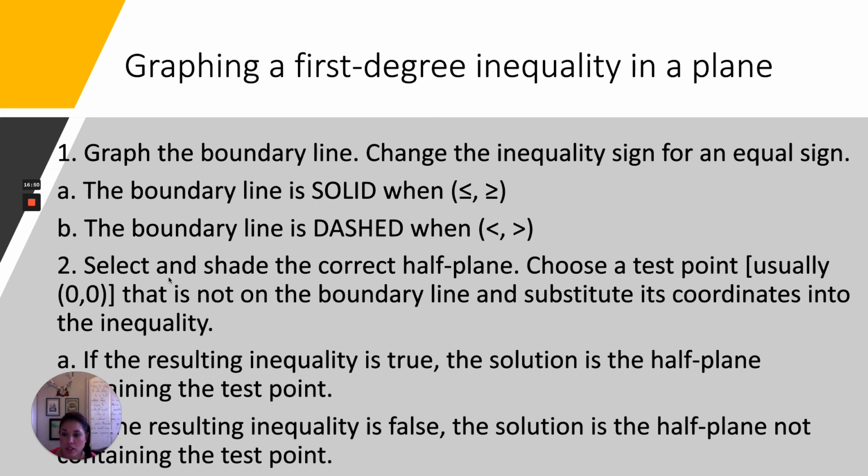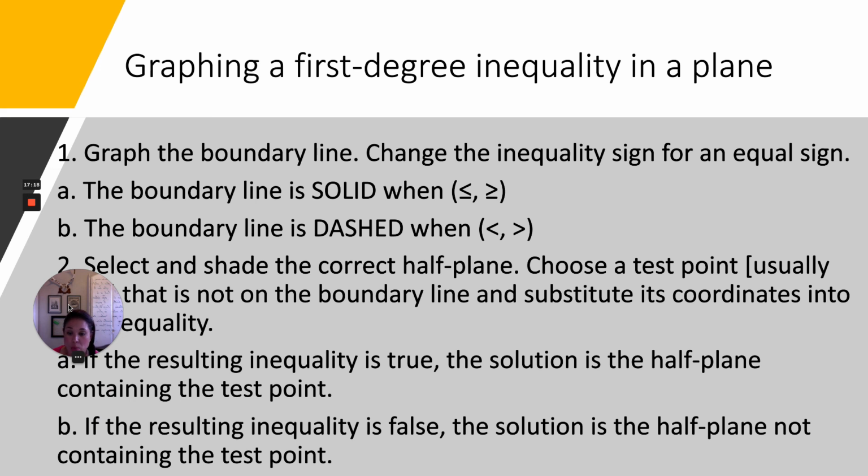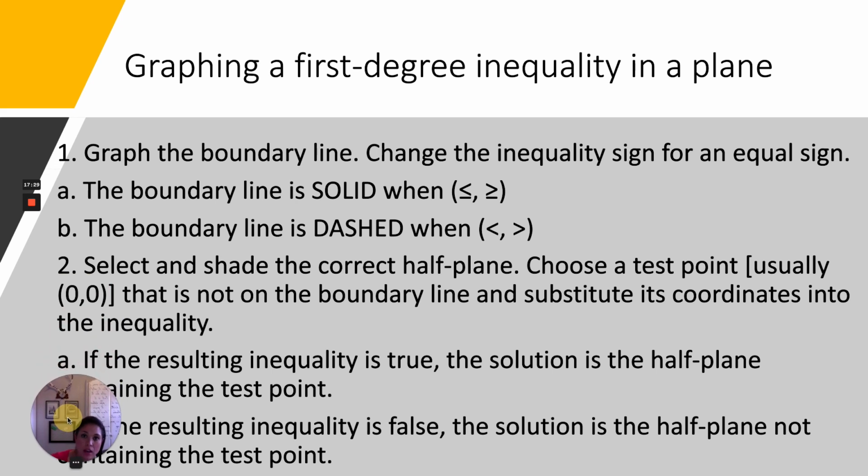Number 2, you want to select and shade the correct half plane. Choose a test point. Usually you want to start with your origin 0, 0. You have to start with a value or an ordered pair that is not on the boundary line and substitute its coordinates into the inequality. If the resulting inequality is true, the solution is the half plane containing the test point, and that will be shaded. If the resulting inequality is false, the solution is the half plane that is not containing the test point, and you'll shade the other half.